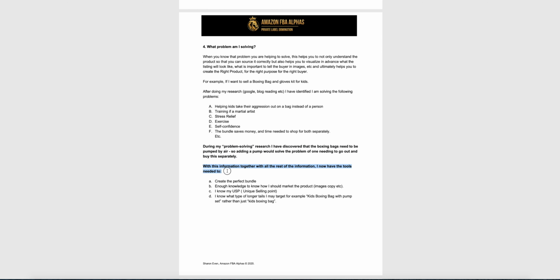Using this information along with the rest of the information, I now have the tools needed to, A, create the perfect bundle, B, have enough knowledge to know how I should market this product, images, copywriting, etc. I know my unique selling point, and I know what type of long tails I may be able to target. So for example, kids boxing bag with pump set, rather than just kids boxing bag. So when you understand what problem you're solving, it can help you a lot with your marketing strategy.